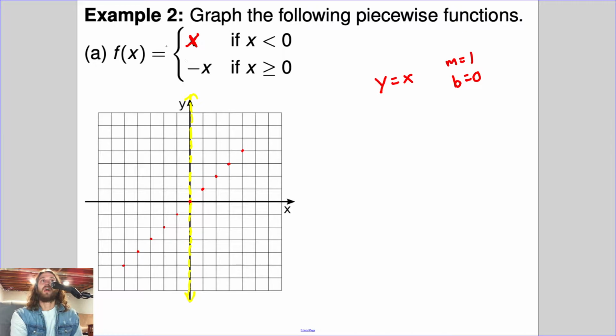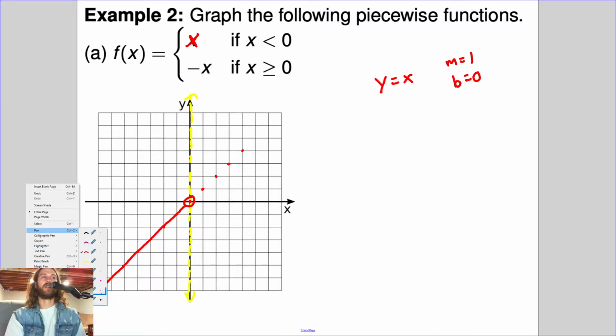Our function f of x equals x, or y equals x, our piecewise function only exists when x is less than 0. So since it's less than 0, I put an open circle on 0 on my boundary. That's an open circle. And then I go this direction to draw my function. Now we've done that side.